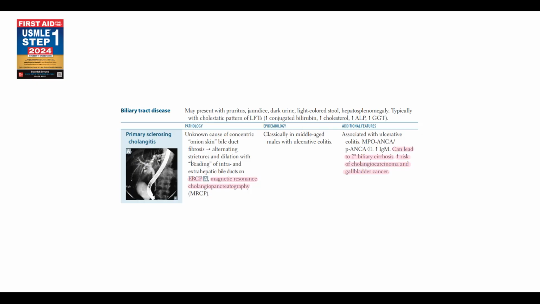Among diagnostic methods, we can use ERCP, but the gold standard and the correct answer on examinations is MRCP, which is magnetic resonance cholangiopancreatography. Also, we have to know that this disorder can progress to secondary biliary cirrhosis, and it can significantly increase the risk of cholangiocarcinoma and gallbladder cancer. Currently, the treatment of choice is ursodeoxycholic acid.